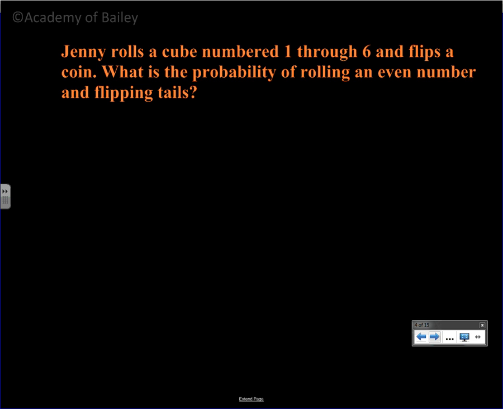Let's read through this problem. Jenny rolls a cube numbered 1 through 6 and flips a coin. So there are 2 events happening. She's rolling a cube, and then she's flipping a coin, and here's the key word, and. She's trying to get both events to occur, not just one of them. This is not an or problem. This is not mutually exclusive or overlapping. This is and. So this is either independent or dependent. What is the probability of rolling an even number and flipping tails?